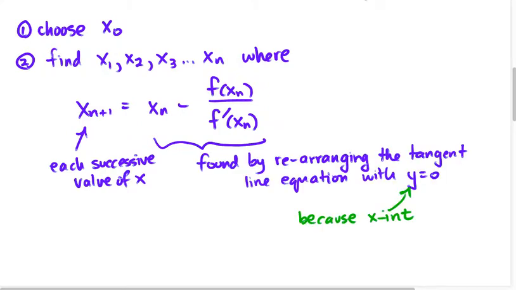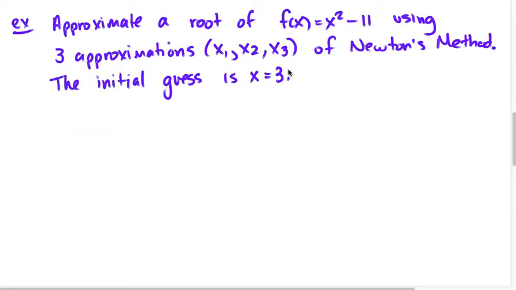So let's take a look at this in action. We're going to approximate a root of this equation, f of x equals x squared minus 11, using 3 approximations of Newton's method. We'll see how close we actually get just by doing this iteration 3 times. And we'll start with an initial guess of x equals 3. And x equals 3 is kind of close because 3 squared minus 11 is pretty close to 0. But we want to find the root, which is the zero of the function. So we're not exactly there.